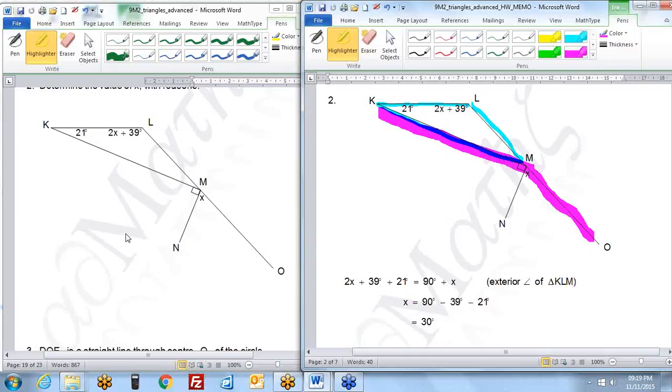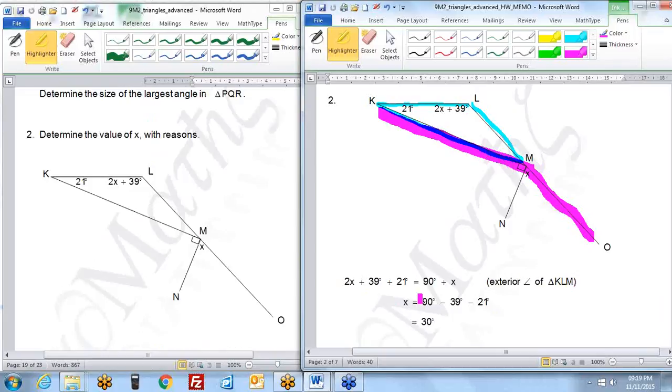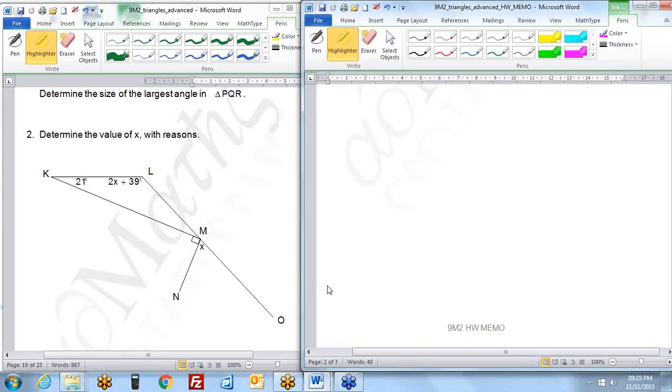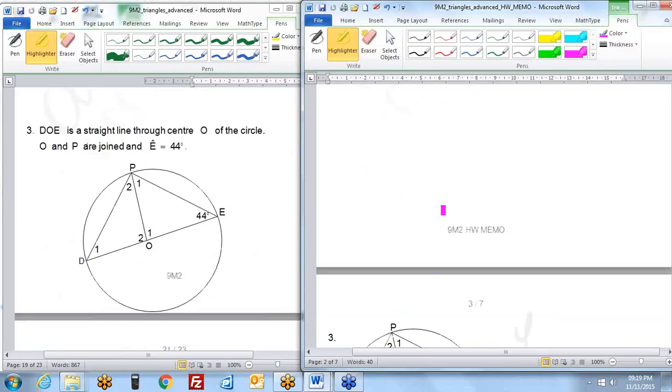And then because you have to determine the value of x, it will be on the left-hand side. So we're going to subtract 39 degrees and 21 degrees on the left-hand side as well as on the right-hand side. And then we just divide by 2 because we want x only. Then we get x equals 30 degrees. And then question 3.